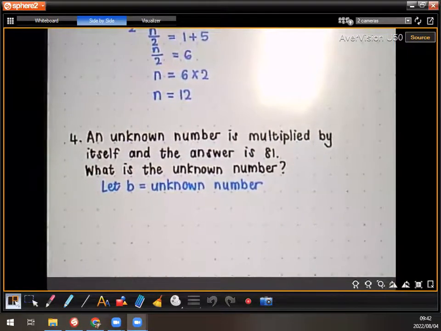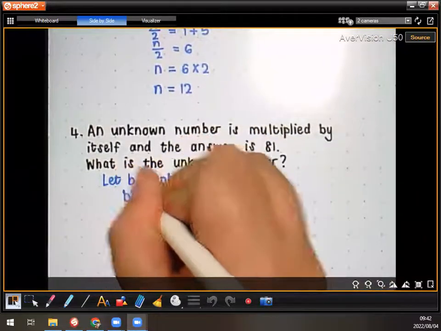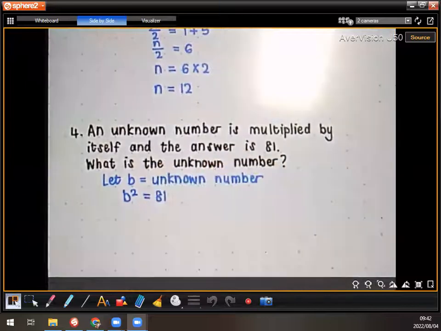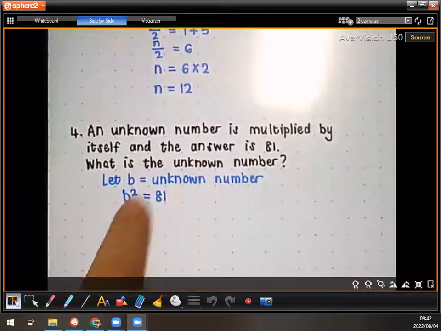Okay, let B equal the unknown number. All right, well, don't give the answer, just tell me what equation I wrote. B squared is equal to 81. Guys, remember, anything multiplied by itself is that thing squared, right? So we find that b times b, or b multiplied by itself, is b squared, and the answer is 81.